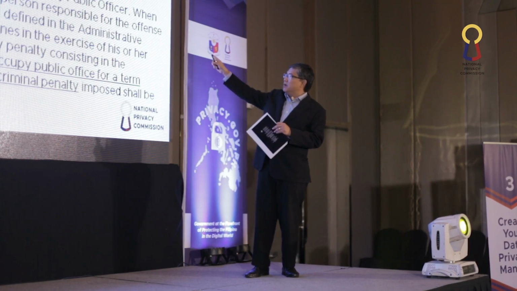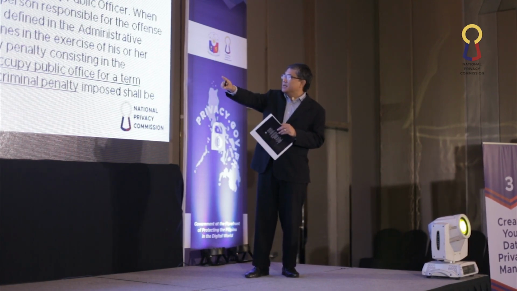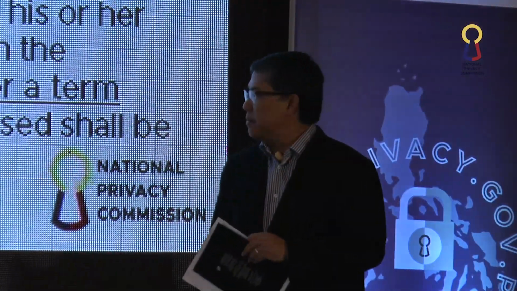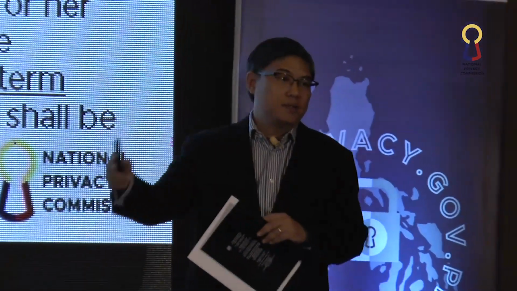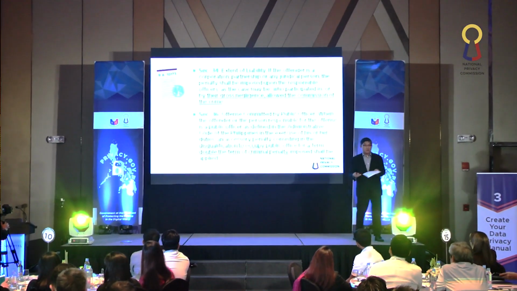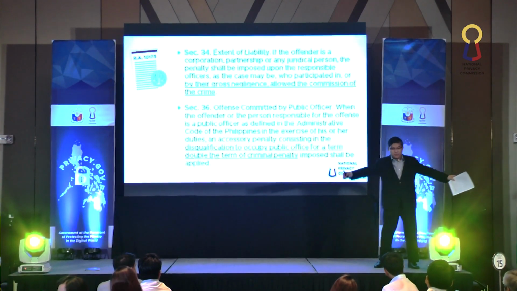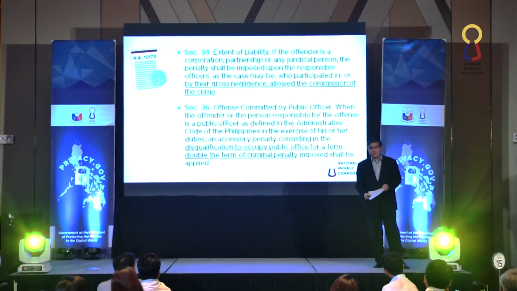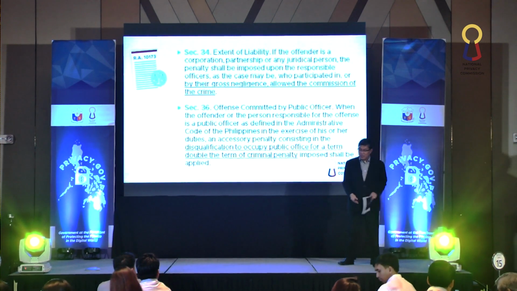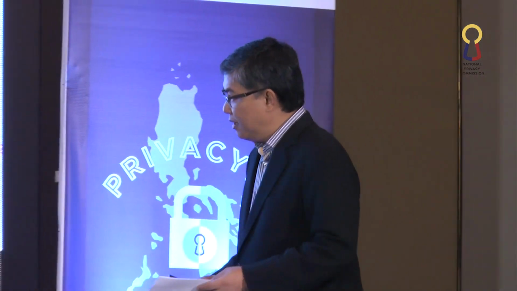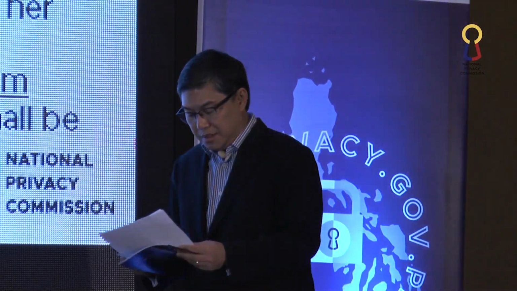If it's committed by a public officer, an accessory penalty consisting in the disqualification to occupy public office for a term double the term of the criminal penalty. Right? So if the jail term meted out is 5 years, then there's a 10-year period where you cannot serve as a public officer. 5 years, of course, will be in jail, but another 5 years out of jail, disqualification from serving as a public officer. So this is definitely quite a heavy penalty, any way that you look at it.